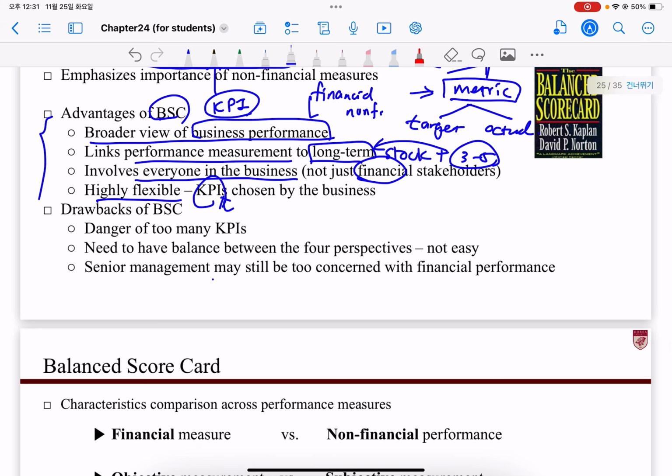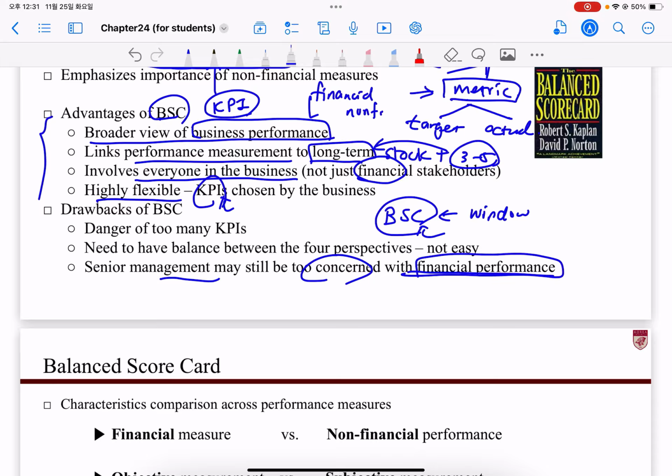And even the top management still may be concerned with financial performance, meaning that even if you have BSC, it can be a window dressing strategy where you show investors that you're taking care of all the 4 indicators, but actually you may be only fixated on improving financial performance.